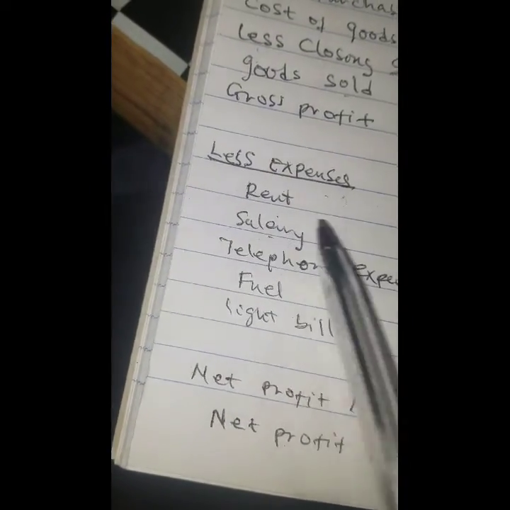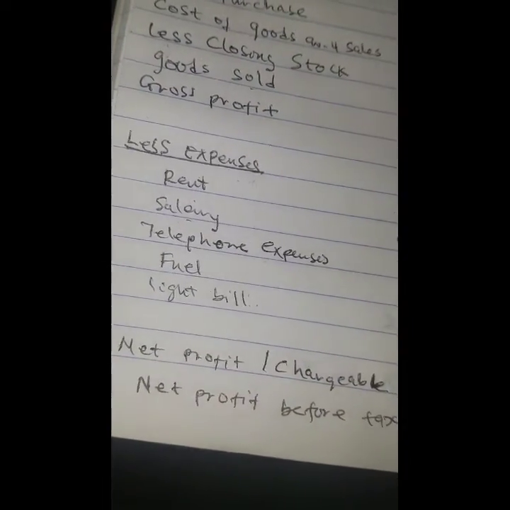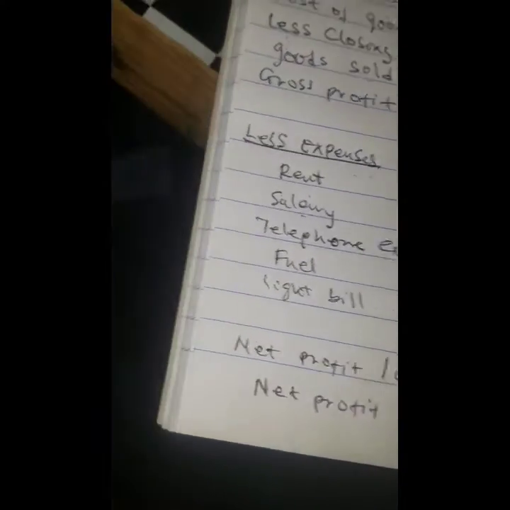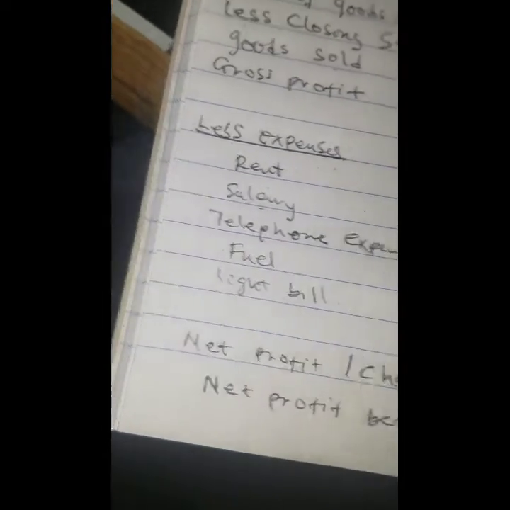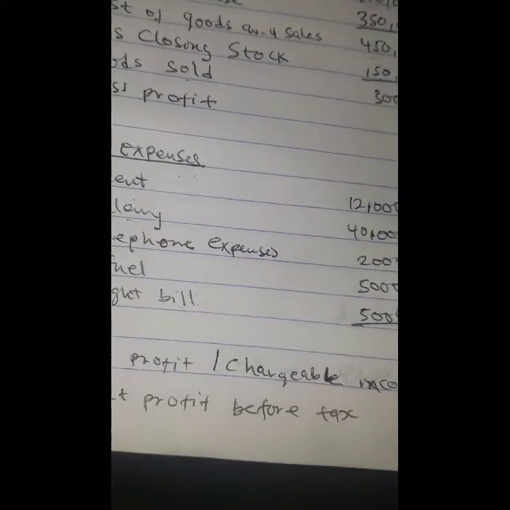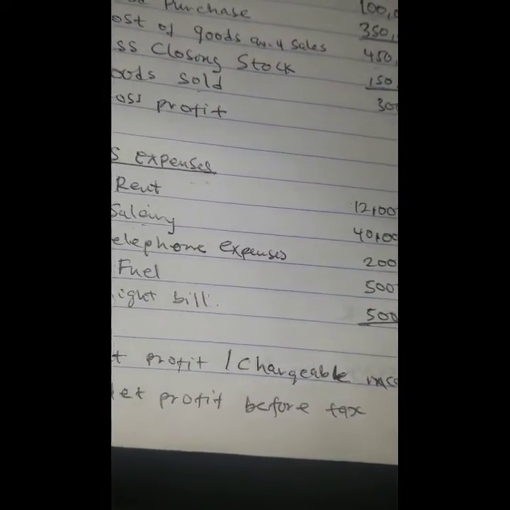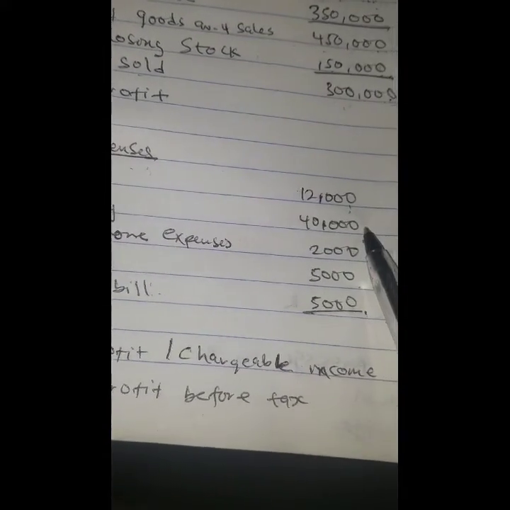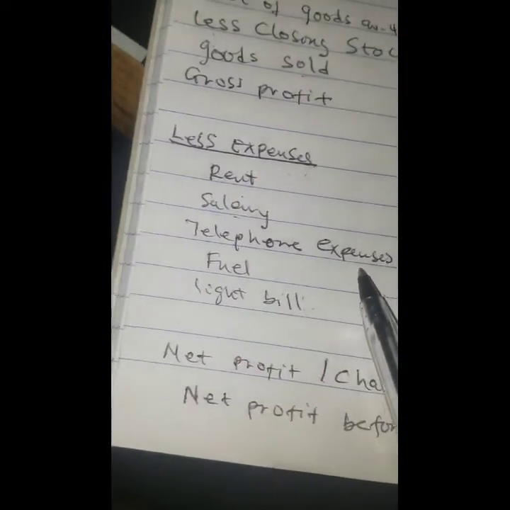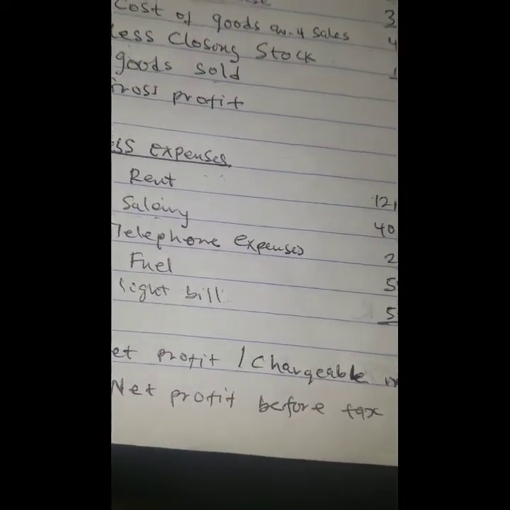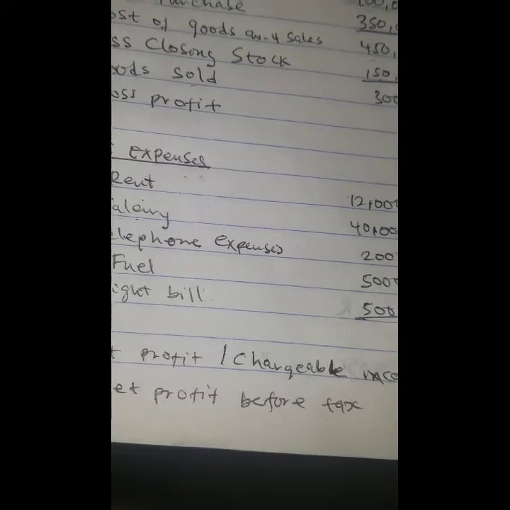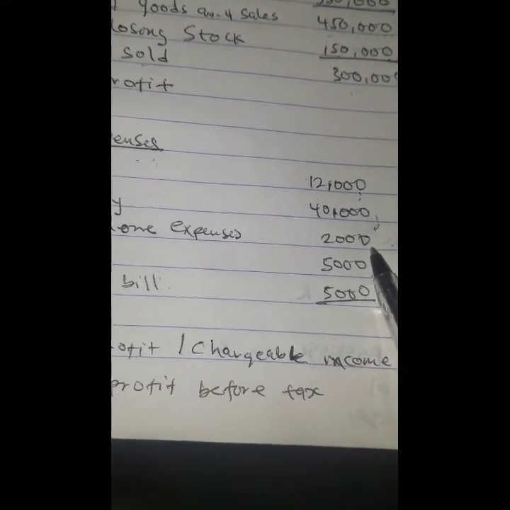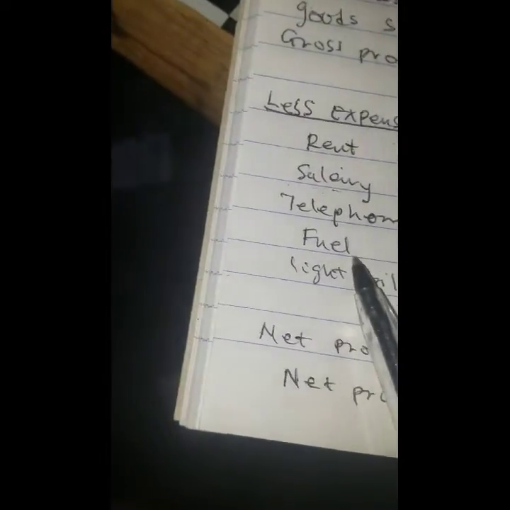Like if you say you pay a rent of 12,000, you need to get a tenancy agreement letter, a copy to present to JR in case they ask. If you say you have paid a salary of 40,000, you need to also get a payroll of the payment to present to the JR office to show them that I made a payment of 40,000 to my workers. Your telephone expenses or the credit card you bought for the business, you need to keep them so that you present them to JR that this is the total credit I bought for my business this year.